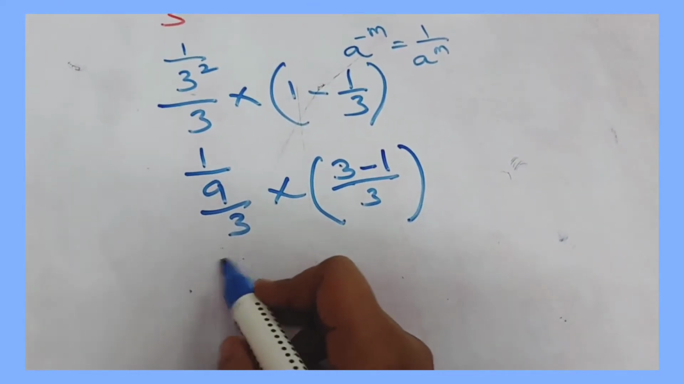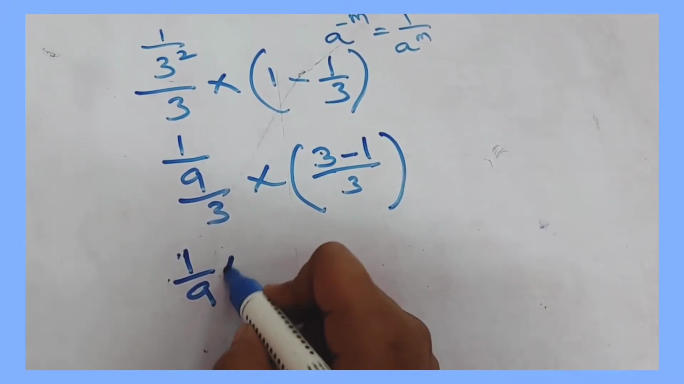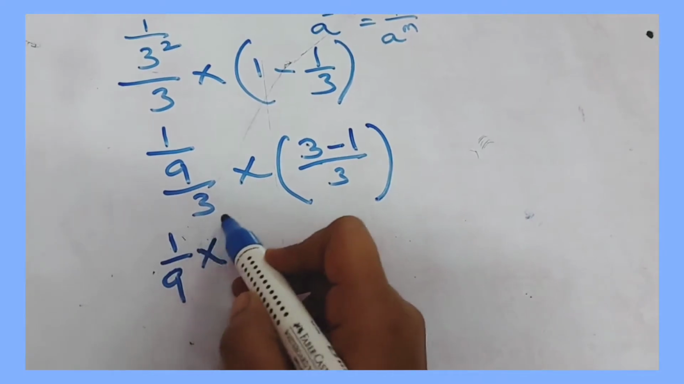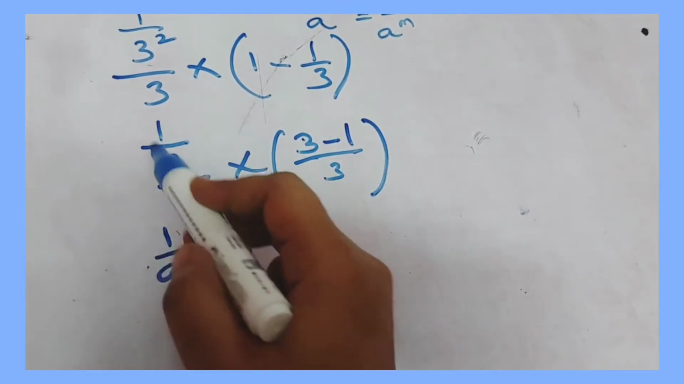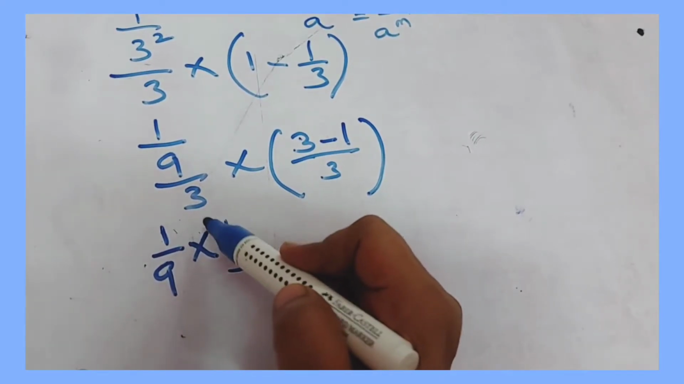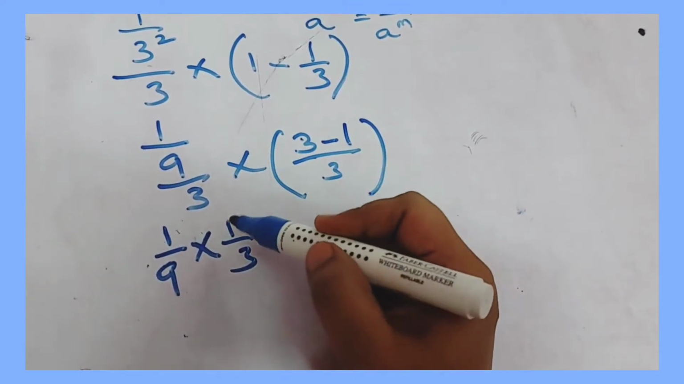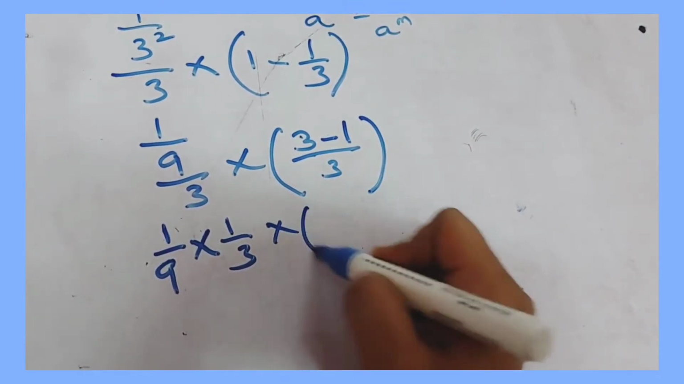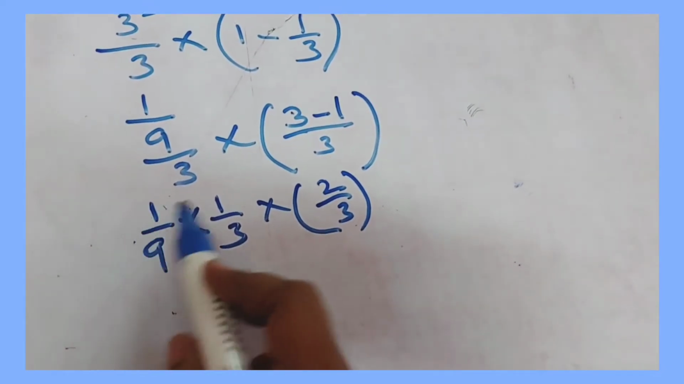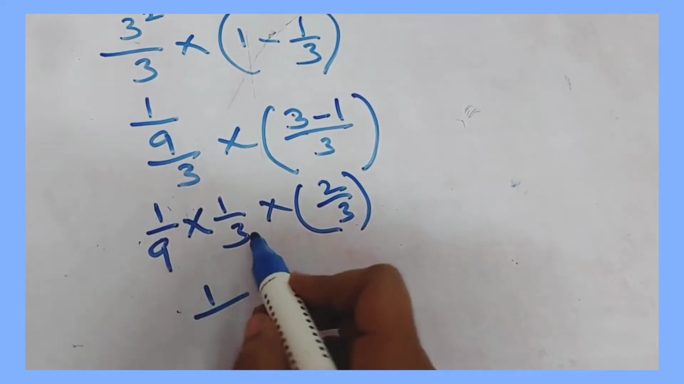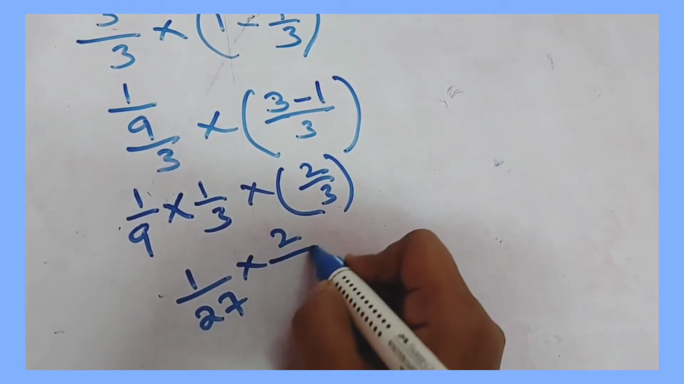So now what you have to do? 1 by 9 into, here in the denominator 1 is there. So you have to take it as 1 by 3. This 1 by 9 we are taking, again we are taking the reciprocal. So here in the denominator 1 is there. So you have to write here 1 by 3 into 3 minus 1 is 2, 2 by 3. Again 1 ones are 1 by 3 nines are, it is 27 into 2 by 3.